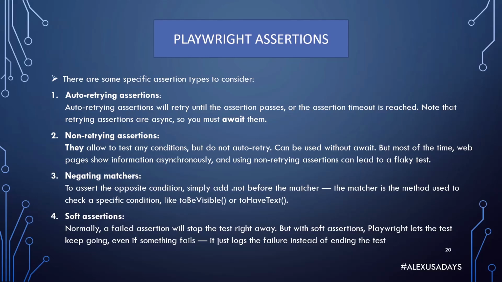And the last one is soft assertions. Normally, a failed assertion will stop the test right away. But with soft assertions, Playwright lets the whole test suite run. Even if something fails, it will finish the test and then log the failure instead of ending the test right away. So we're going to see examples of this right now after we check the Playwright documentation.